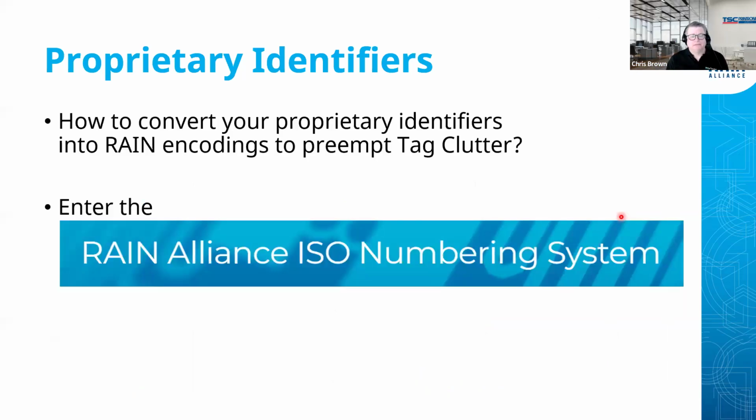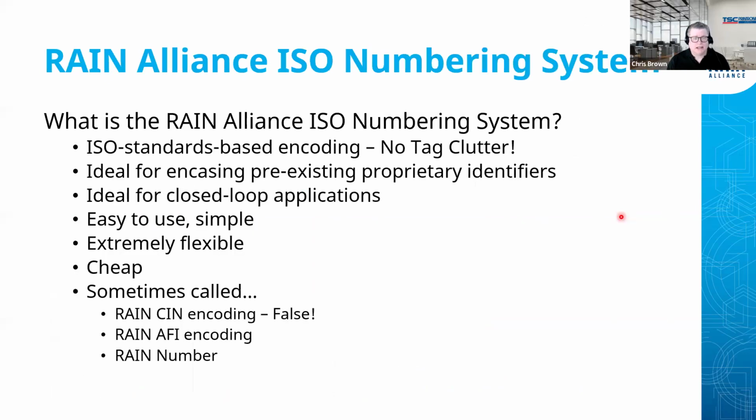How do we do that? This is the topic today. Enter the RAIN Alliance ISO numbering system. What is the RAIN Alliance ISO numbering system? It is an ISO standards-based encoding.